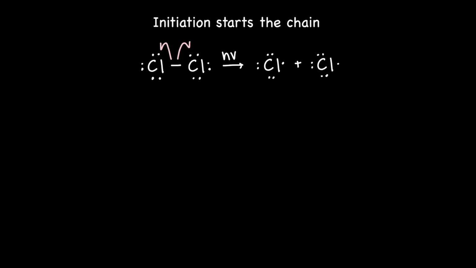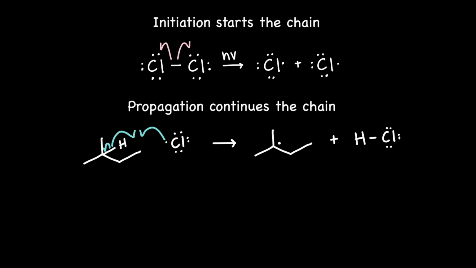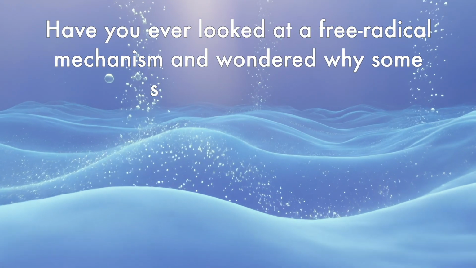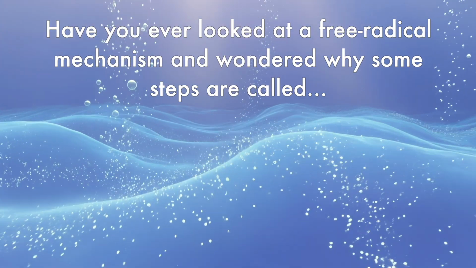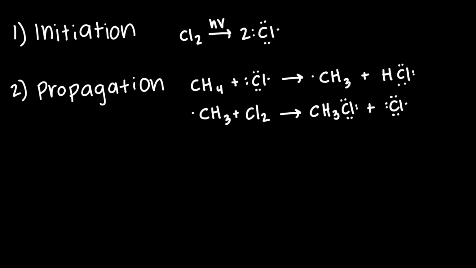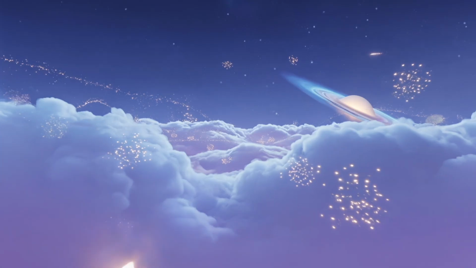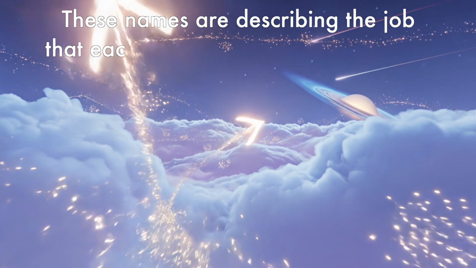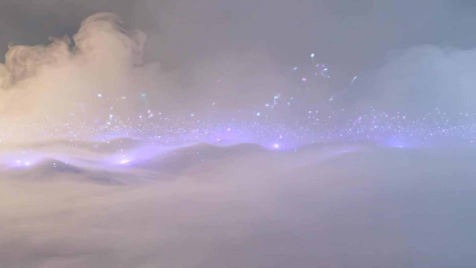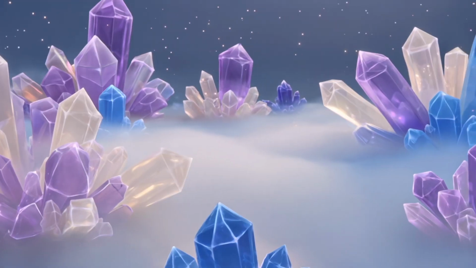Initiation starts the chain. Propagation continues the chain. Termination stops the chain. Have you ever looked at a free radical mechanism and wondered why some steps are called initiation, some are called propagation, and some are called termination? The good news is that these names are actually describing the job that each step performs in the reaction. If you understand what the radicals are doing, you can quickly identify which category a step belongs to.